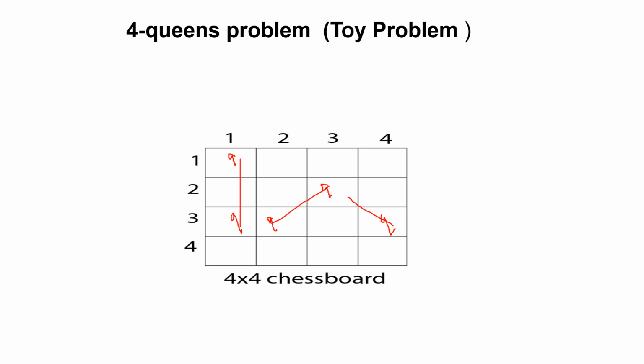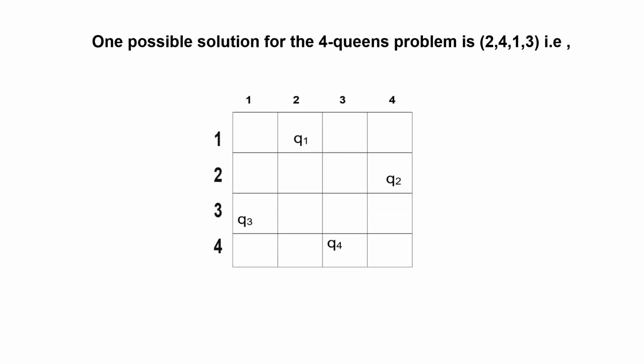Backtrack again, try another solution. If I place this Q here, then the second one may be placed here, and the third one may be here, and the fourth one. Now these queens are not placed in the same row or same column, so they are not going to attack each other. So we have more solutions in this. This way we can arrange the 4 queens problem. This can be extended to 8 queens also. So with this, I'll complete the toy problems. Thank you.